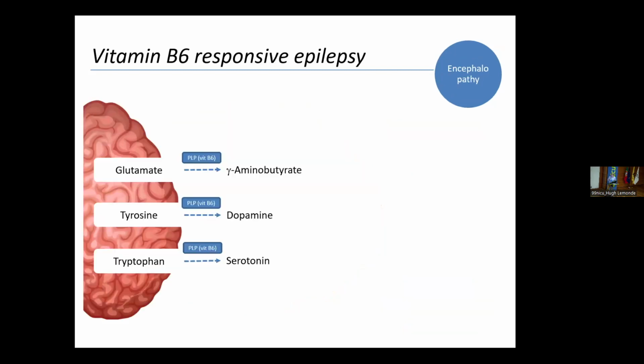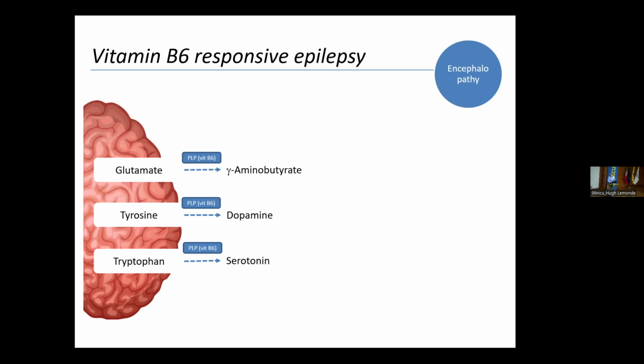So the main set of conditions I'm going to talk about briefly are vitamin B6 responsive epilepsies, because, unlike most conditions causing seizures in the neonates, this has a very good response to treatment. Vitamin B6 is important in many hundreds of cellular reactions in the body. In particular, it's important in how the brain makes neurotransmitters. So you can see here this PLP, or pyridoxal phosphate, is the active form of B6 and is essential in how we make GABA, dopamine, and serotonin.